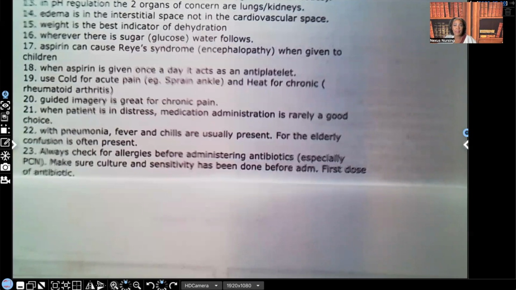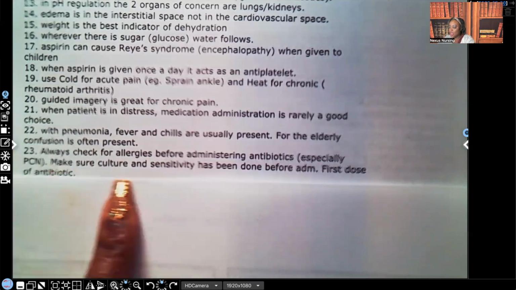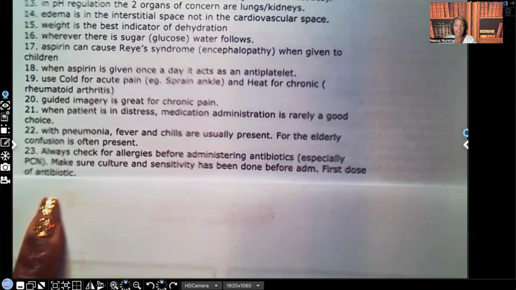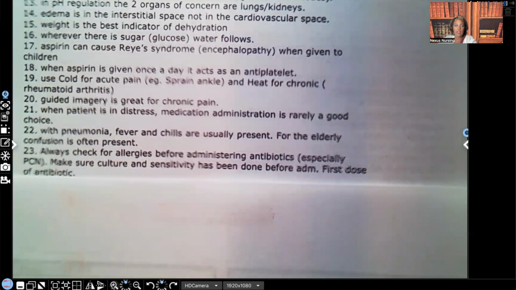Before you give any antibiotic, you need to make sure the patient's not allergic. If it's a cephalosporin or penicillin that they're allergic to, you're not going to give the other. There was something else I wanted to tell you about this one. Yes, make sure culture and sensitivity is done before administering the first antibiotic. Why? You don't want that antibiotic to skew the results of the culture and sensitivity. Okay?